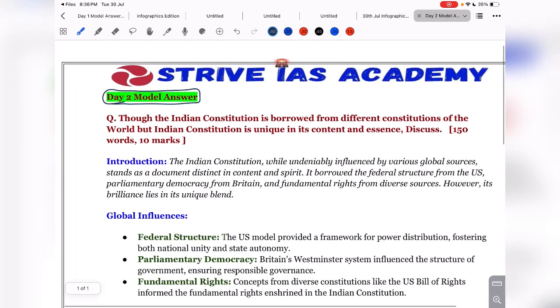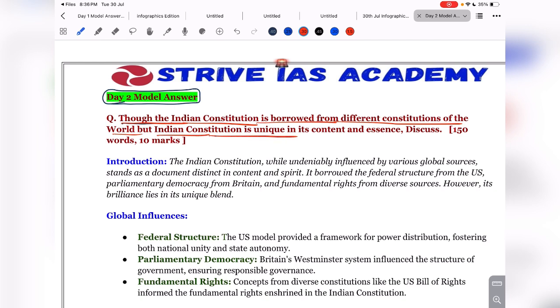The question is about the Indian constitution. It says the Indian constitution is borrowed from the different constitutions of the world, but the Indian constitution is unique in its content and essence. Discuss. We have to write in 150 words, for 10 marks, in 7 minutes. So try to understand the demand of the question.